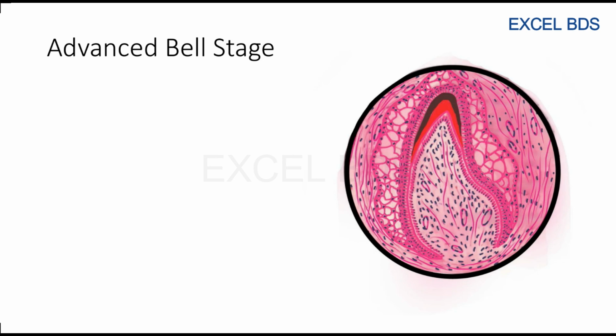So what all did we study today? We studied what happens in the embryo, that is the embryology part. Then we studied the 3 different stages, right? That is the bud stage, cap stage and Bell stage, right?